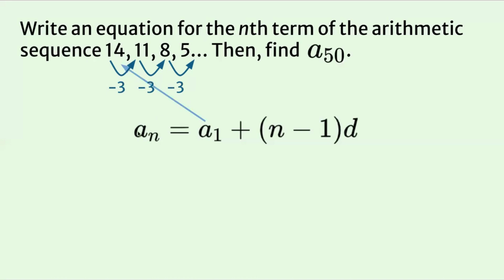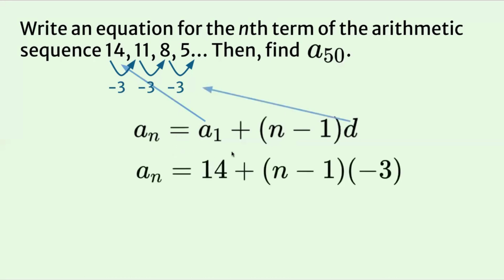And so you're actually not going to be plugging in anything for a sub n or n, because remember, we're just writing an equation for the nth term. So you don't have to substitute anything for these, just for a1 and your d value. And so if you substitute those two values, you have a sub n equals 14 plus n minus 1 times negative 3. And so now we can simplify.